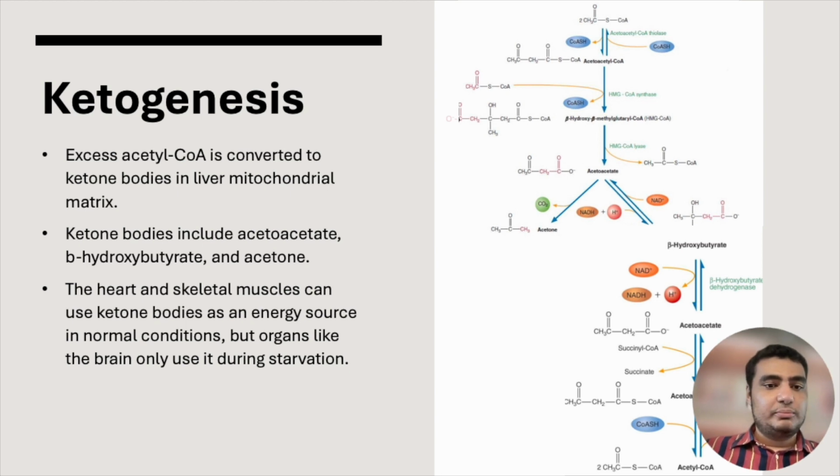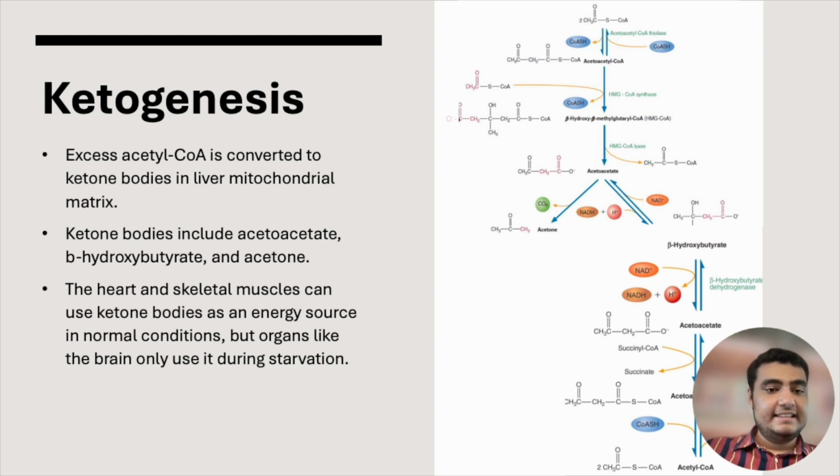Moving on, we have the process of ketogenesis. So excess acetyl-CoA needs to be broken down or converted to ketone bodies because we cannot keep a lot of acetyl-CoA. And this process happens in the mitochondria. These ketone bodies, through the process shown here, include acetoacetate, beta hydroxybutyrate, and acetone. Acetone being an important one we know.